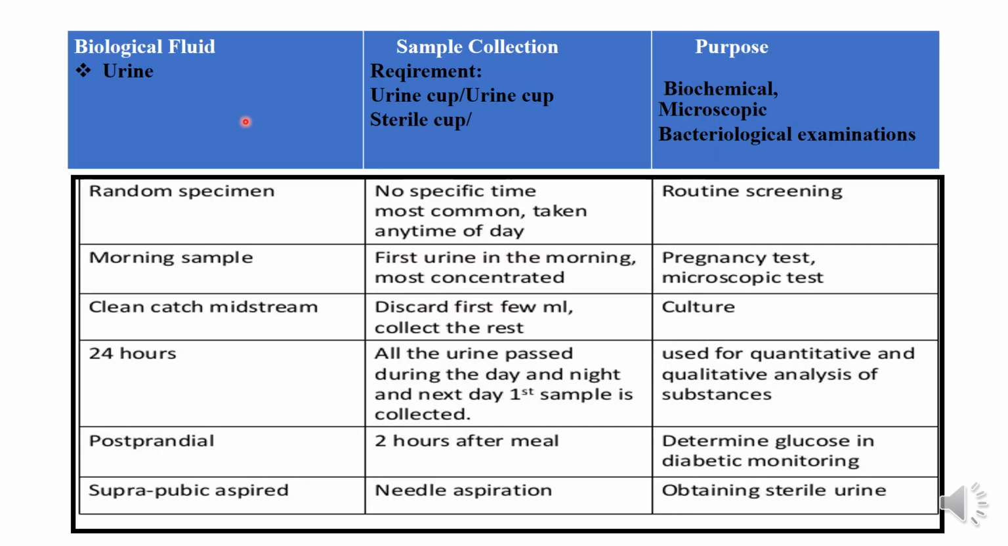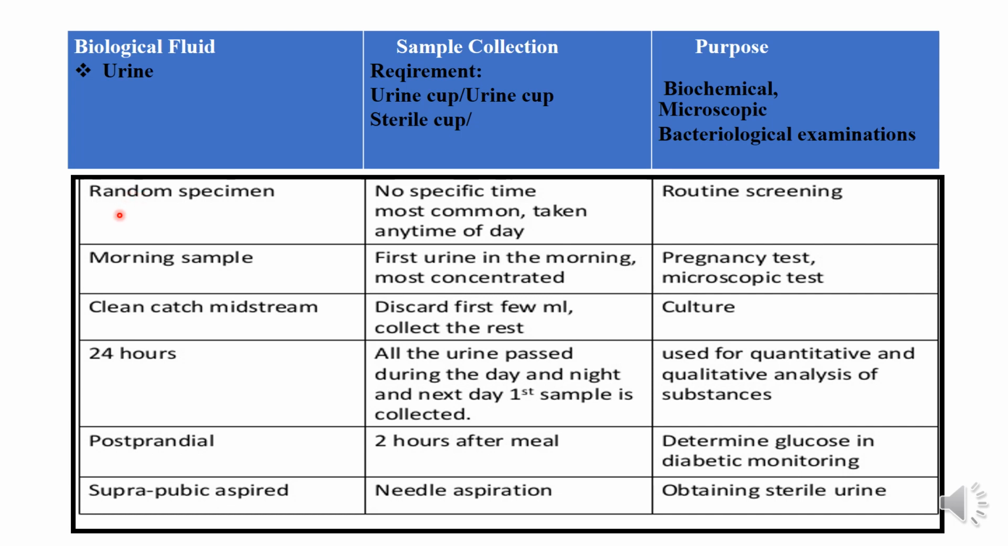The next body fluid in discussion is urine. For collection of urine sample, we need a urine cup or a urine jar or a sterile cup. For 24-hour collection, we need a glass container having the capacity of 2 to 3 liters. The purpose in general for urine sample collection is to carry out biochemical, microscopic and bacteriological examinations. Now there are various types of urine sample collections. Let us see each one.